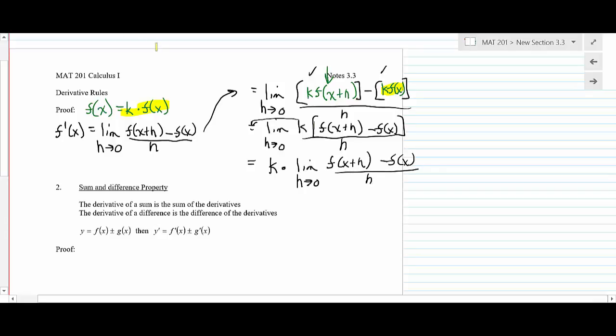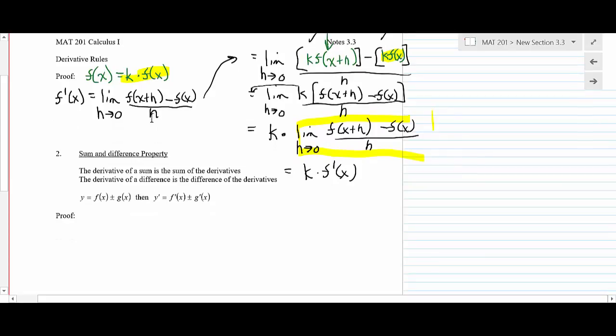Because after all, what does this thing right here represent? That's the derivative. That's the definition of a derivative. So the k comes down, and the part I highlighted in yellow is the derivative. So I just proved that the derivative of k f of x is k times f prime of x. Does that make any sense? Everything you're doing with a derivative when you're proving something usually has to do with that difference quotient.